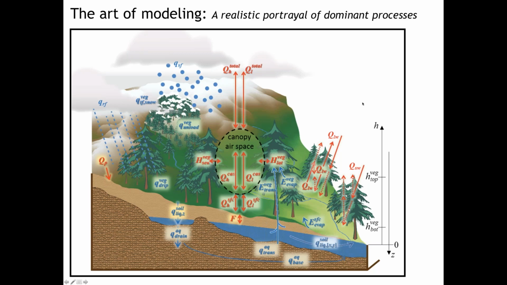Can somebody tell me which of the things in this picture you think are most important to snow? Type in the chat box. So we've got snowfall. QSF is snowfall. That's probably number one. If you have no snowfall, you have no snow. That's absolutely right.